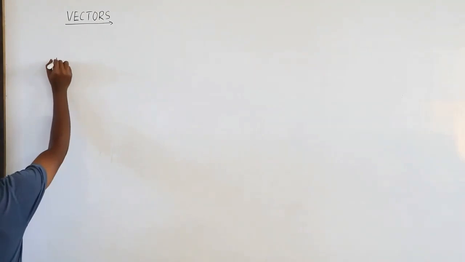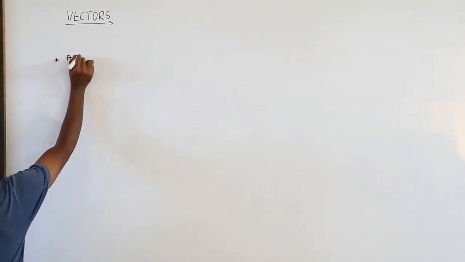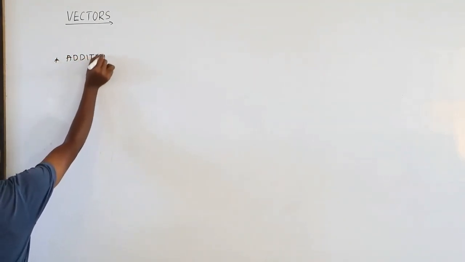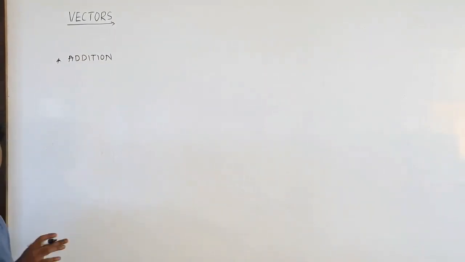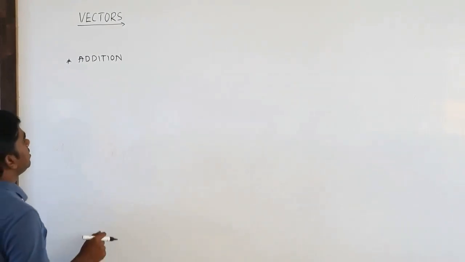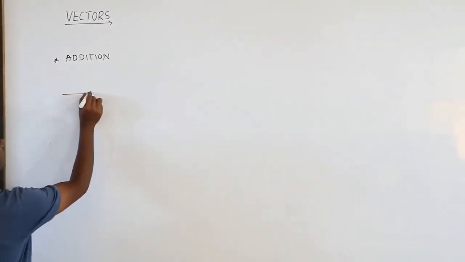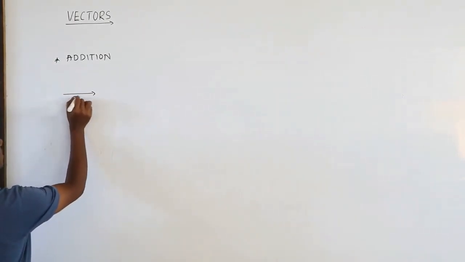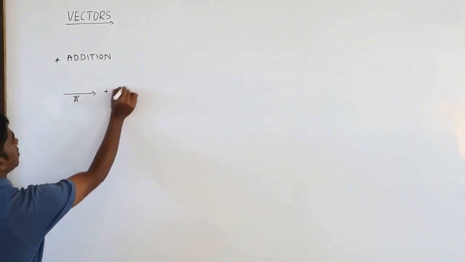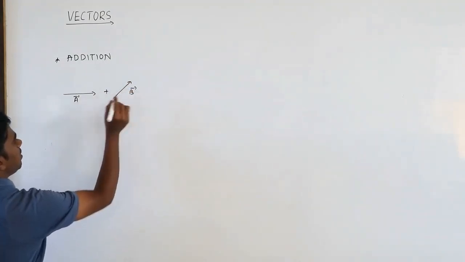So as we already studied about the addition of vectors, in addition of vectors you have studied the two methods. One is the graphical method and another is the analytic method. In graphical methods, they will give two vectors. This is vector A and they will give one more vector, say this is vector B. They will ask you to add.